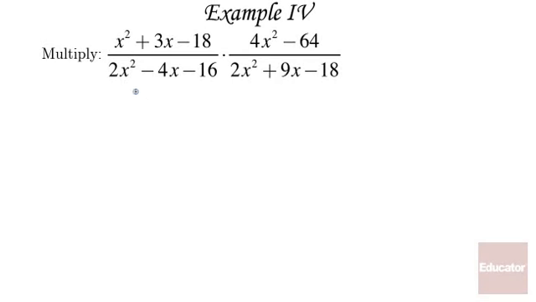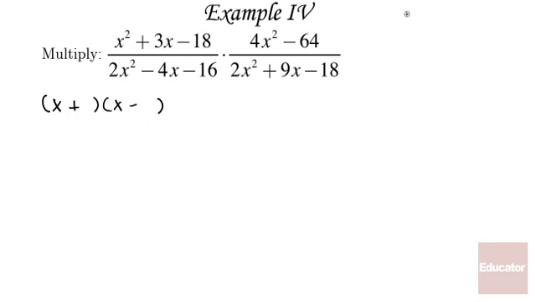Again, another example where we're going to have to do a lot of factoring and simplifying before we multiply. Beginning with this trinomial. I'm going to have x, I have a negative here, so that tells me that I'm going to have a positive and then a negative sign.